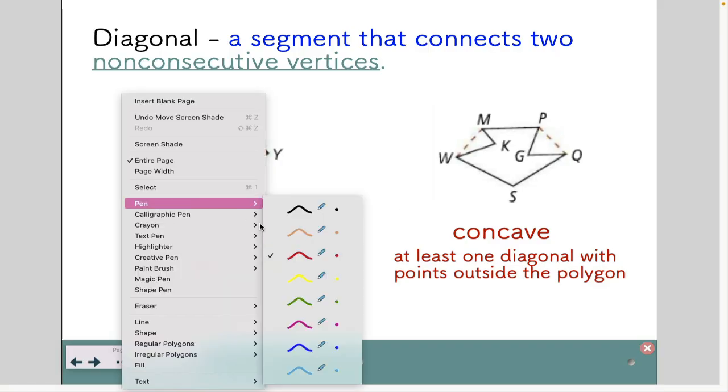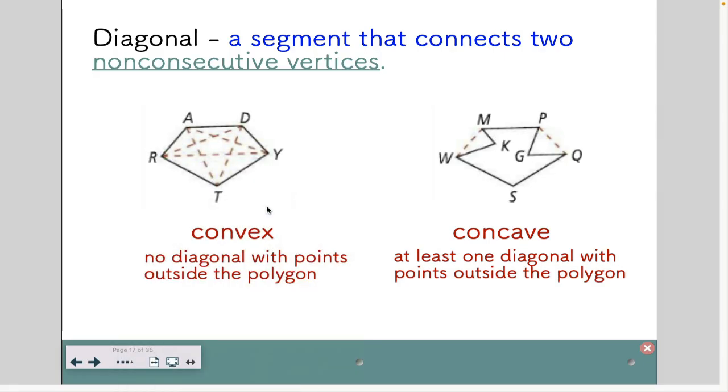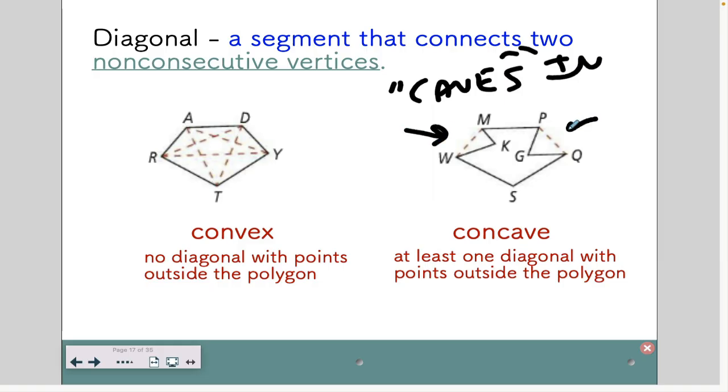This is actually easier to tell though. Can you see how this one kind of caves in right here? Do you see what we're talking about? Yes? No? I see it. It caves in. That's concave. Okay, so there's convex and concave. The majority of the polygons that you're used to, guess what?